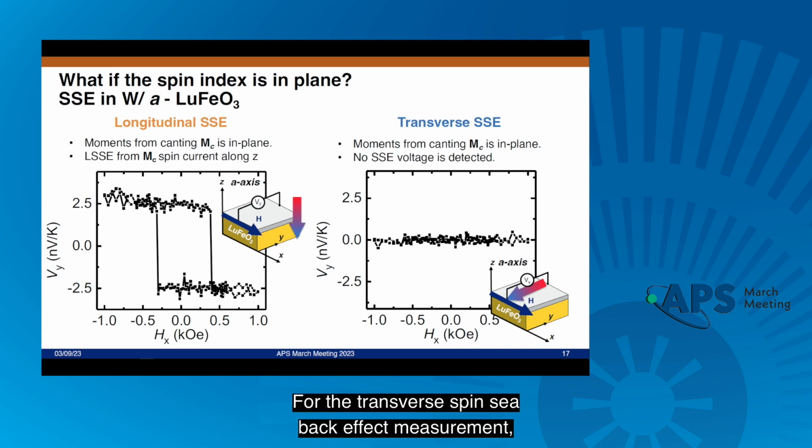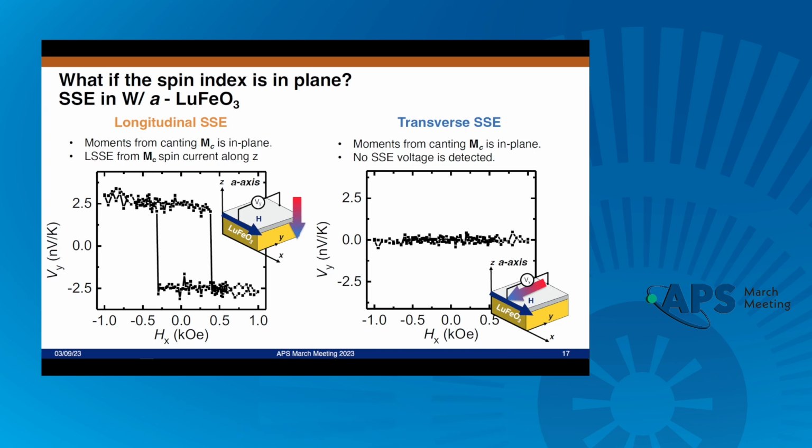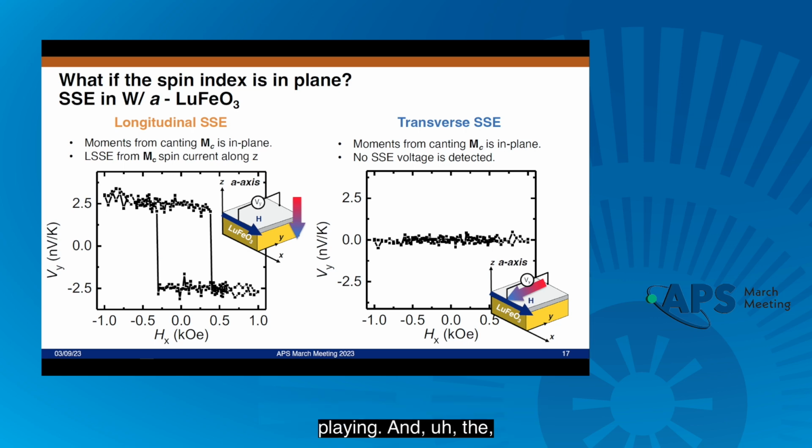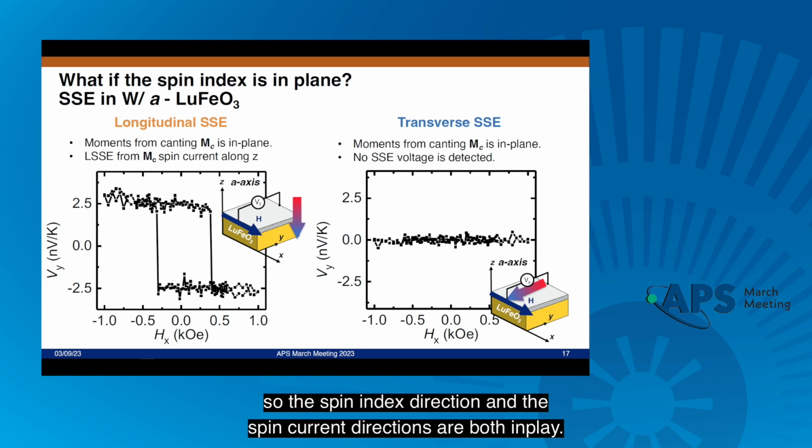For the transverse spin Seebeck effect measurement, we applied the temperature gradient in plane, and here we also applied the magnetic field in plane. The canting moment is in plane, the temperature gradient is in plane, and so the spin index direction and the spin current directions are both in plane. They are perpendicular, but they're both in plane.